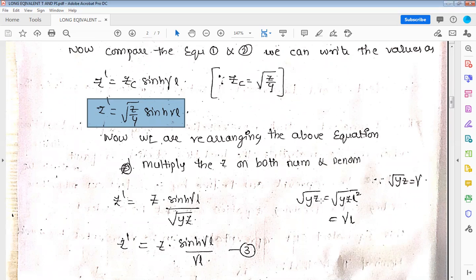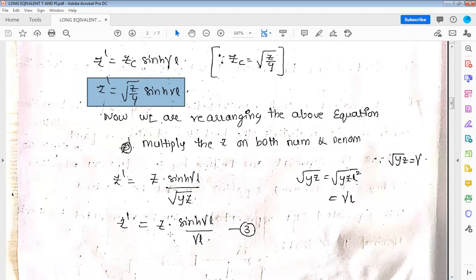And we know that under root of YZ is equal to the propagation constant. Yesterday I wrote the propagation constant as gamma. Under root of YZ is nothing but the propagation constant we represented in the long transmission line in yesterday's class. You can refer to that either in the video or in the notes. So under root of YZ is gamma, the propagation constant, and into the length of the transmission line that is represented as gamma l. Here the equation will be given as Z dash is equal to Z into sinh gamma l by gamma l. That is represented as the third equation.